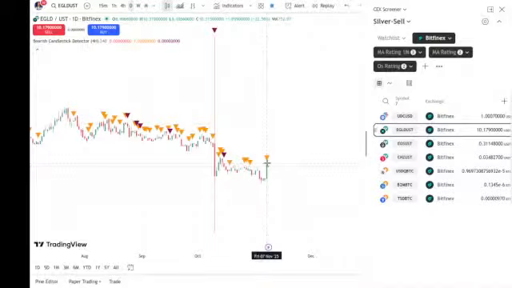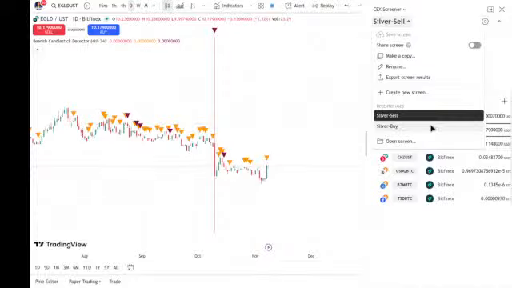I think this will be interesting. I don't know about some of these crypto pairs. I could lie, I really don't know much about them.